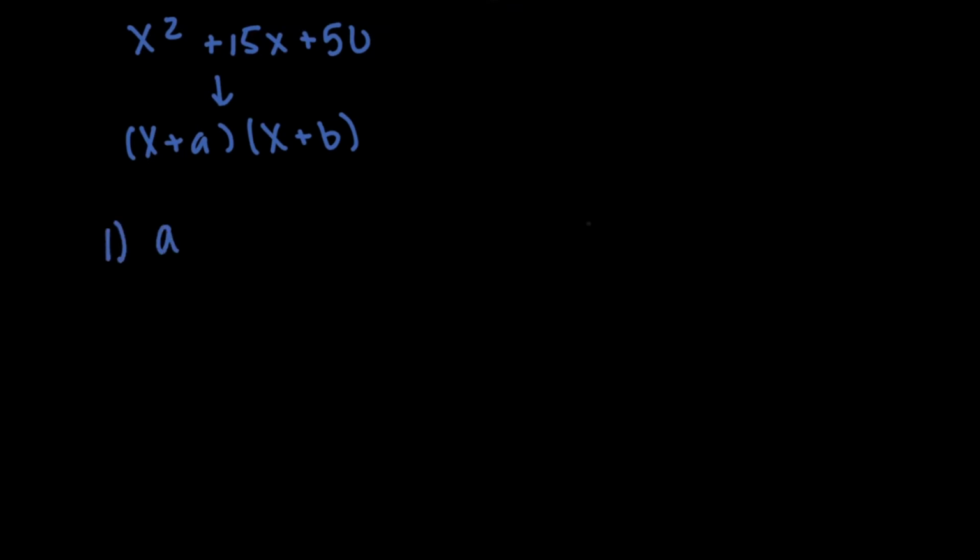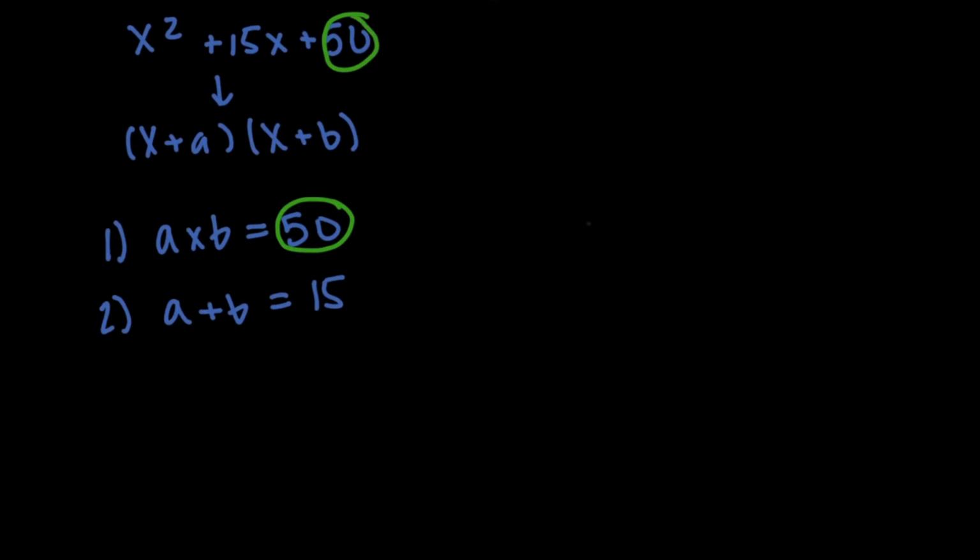So the first problem is the following. x squared plus 15x plus 50. And we want to get it into the form (x plus a) times (x plus b). So the first rule is to find a and b such that a times b is equal to 50. And then the second rule is that a plus b must equal 15. Here, 50 is the third term in the equation and 15 is the second term.